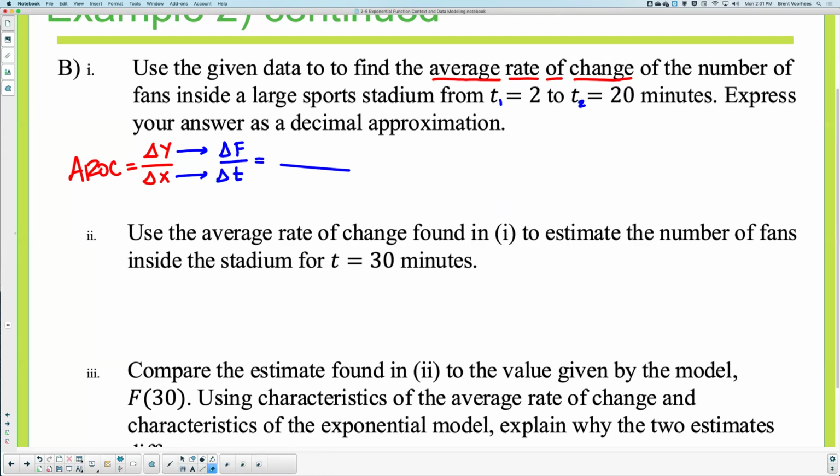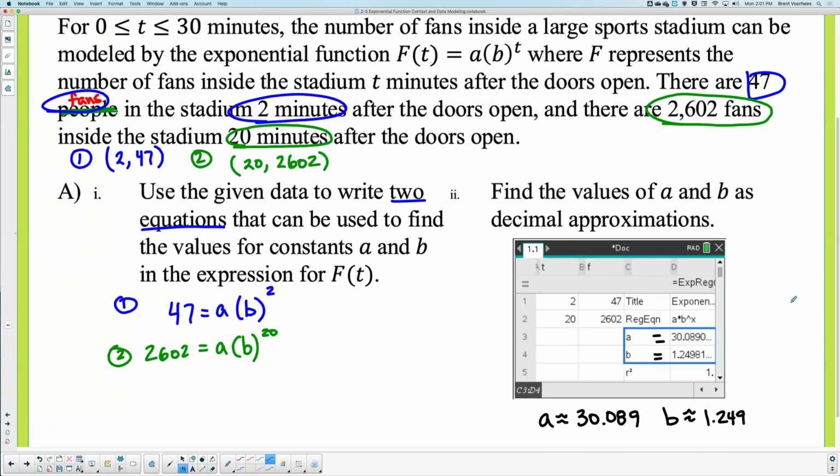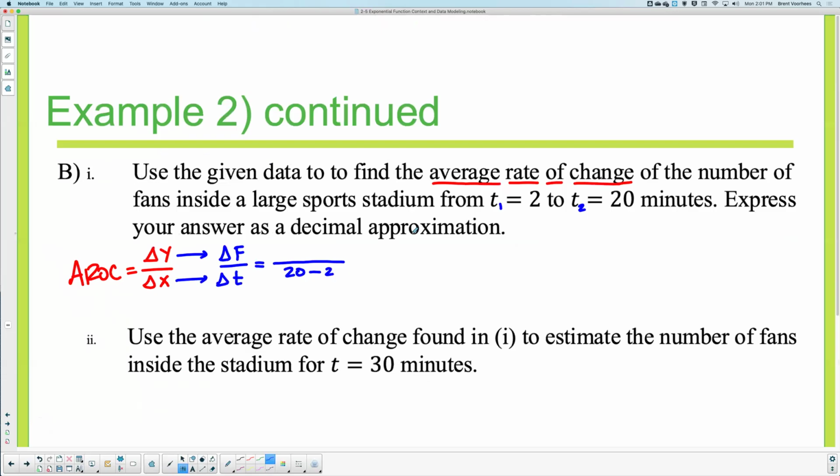So the t values that we're using are 2 and 20. So 20 minus 2. It's always the second minus the first. The second minus the first. So it's 20 minus 2. Now we need to see how many fans do we have at 20 minutes? How many fans do we have at 2 minutes? So we look back over here. How many fans did we have at 20 minutes? 2,602. And how many fans at 2 minutes? 47. Okay.